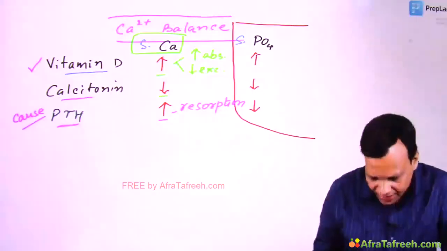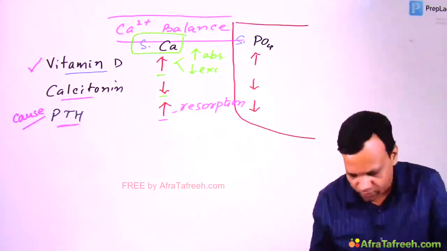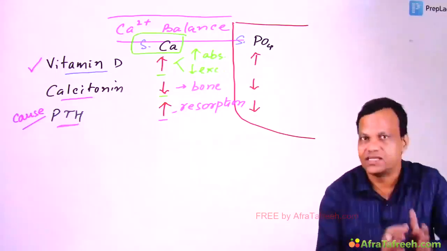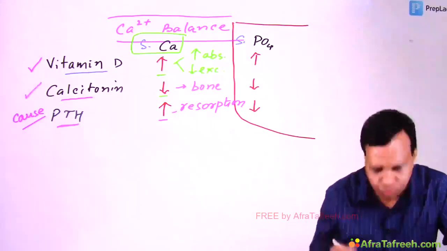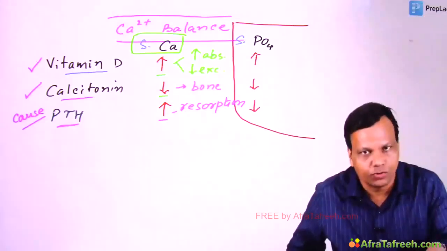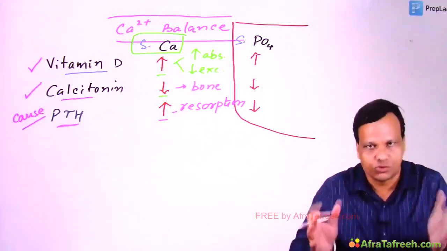Okay. And calcitonin does the opposite. That means from the blood, it moves the calcium to the bone. So, it will be more in the bone, less in the blood. So, it can also be used in osteoporosis. So, we can use vitamin D and calcitonin in osteoporosis, but hyperparathyroidism is a known cause of osteoporosis.